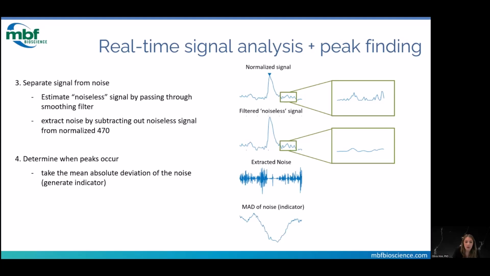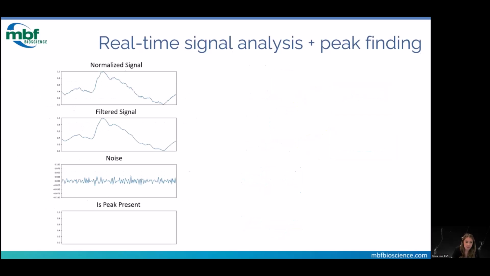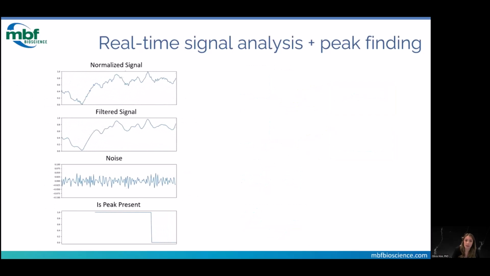And so this indicator is just the instantaneous MAD of the noise, and you can set a threshold for what you want to consider a peak. And so what we saw is that this value drops during the rising edge of a peak. And so a lower indicator indicates a higher likelihood of a peak occurring. And so what you can do is then set your threshold for what you're counting as a peak. And so this is what this looks like in real time. It's quite fast.